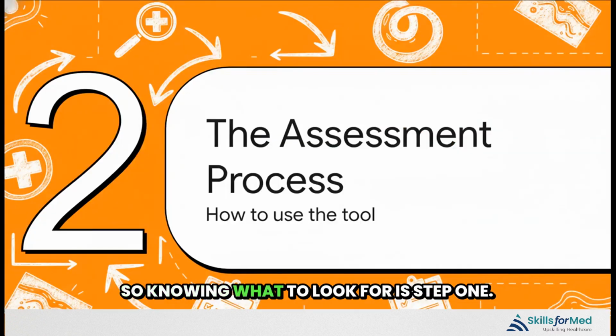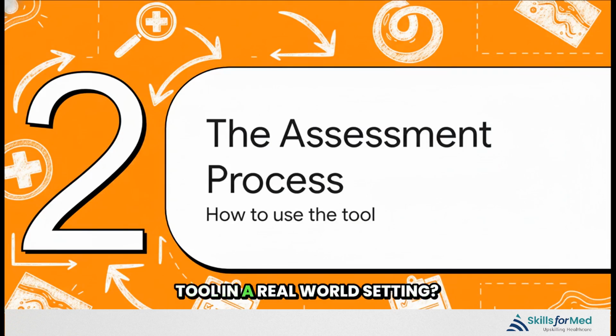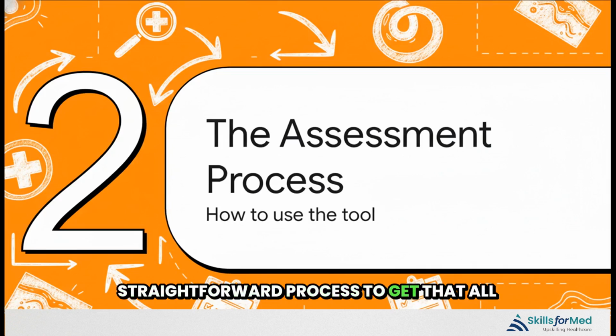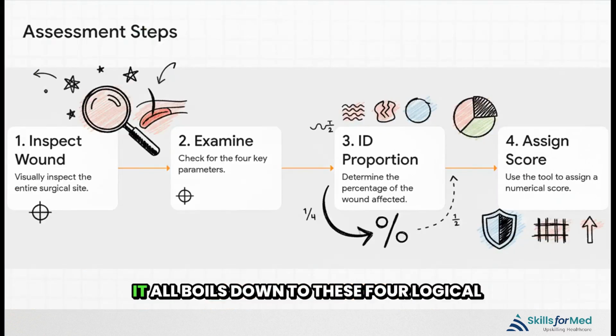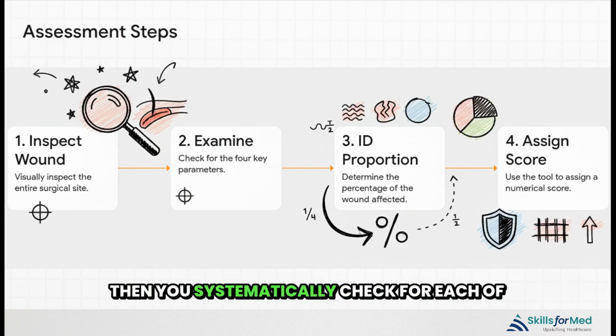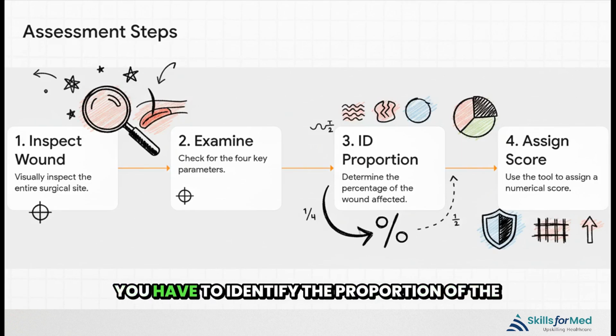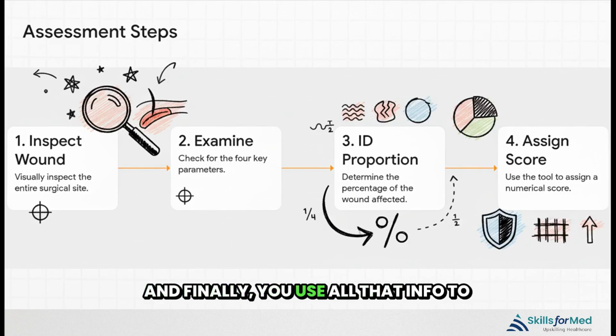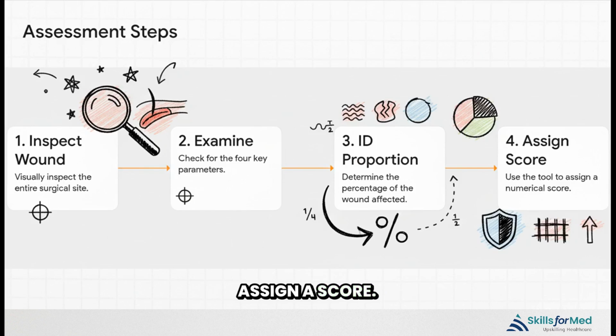So, knowing what to look for is step 1. But how does a clinician actually use this tool in a real-world setting? Well, there's a really clear, straightforward process to get that all-important score. It all boils down to these 4 logical steps. First, you inspect the wound carefully. Then you systematically check for each of those 4 key signs we just talked about. Now, this next part is absolutely crucial. You have to identify the proportion of the wound that's affected. And finally, you use all that info to assign a score.